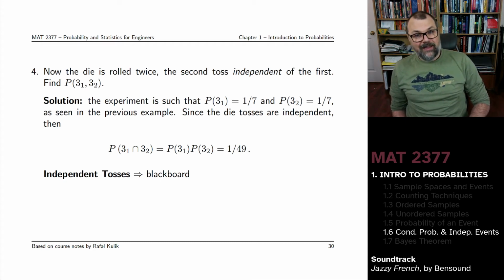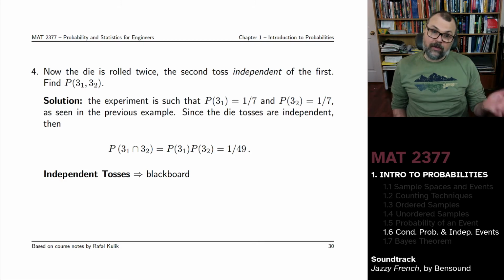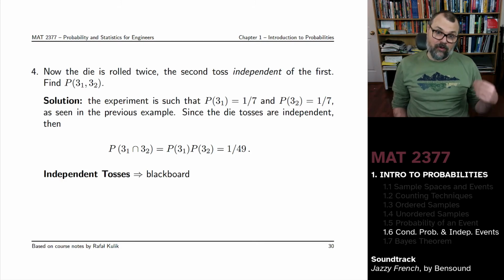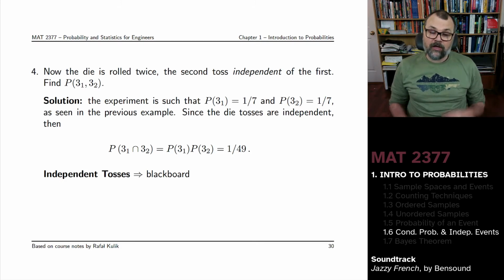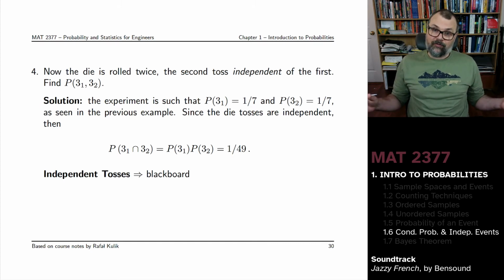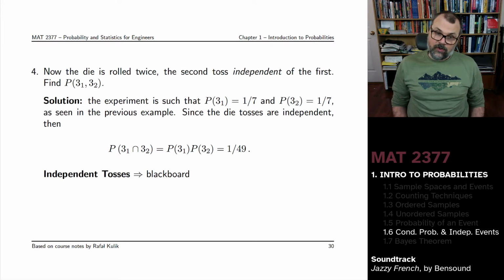Well, if the second toss is independent of the first, you can look at the probability of the intersection of both of these things occurring as the product of each of them occurring separately. 1 over 7, 1 over 7, their product, that's 1 over 49.